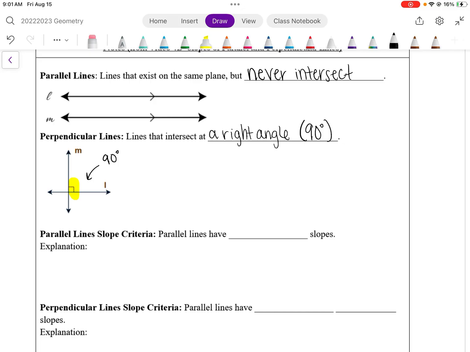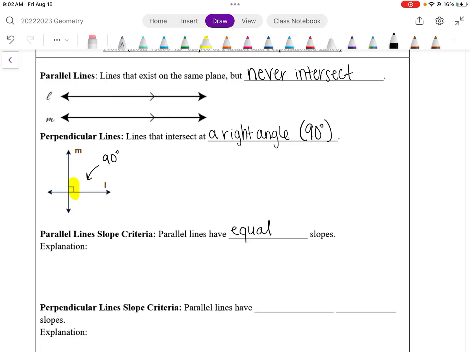All right, so let's talk about the slope criteria for parallel and perpendicular lines. Think about something. Slope is rise over run. Slope is like a rate of change. So if two lines are never going to intersect, they should be increasing or decreasing at the same rate, or they should have the same slope or the same steepness. So parallel lines have the same slope. I like the word equal here better, sorry. It says slopes have equal slopes. Or you could just put the same, it really doesn't matter.